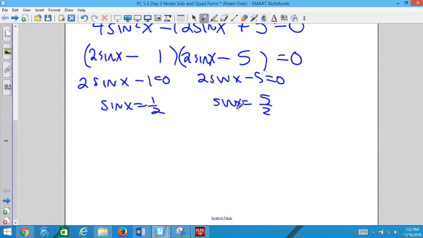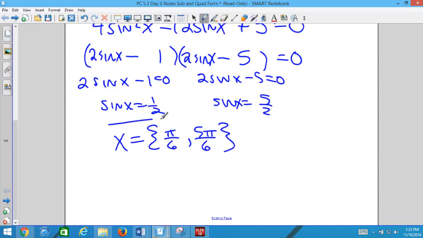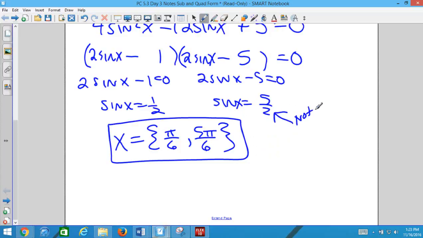When I solve it, we need to figure out at what angle sine x is equal to a half. 30 degrees, pi over 6. So also 5 pi over 6. And where is sine x equal to 5 halves? It's not equal to 5 halves, right? So that would be not possible. So we only have our two answers.